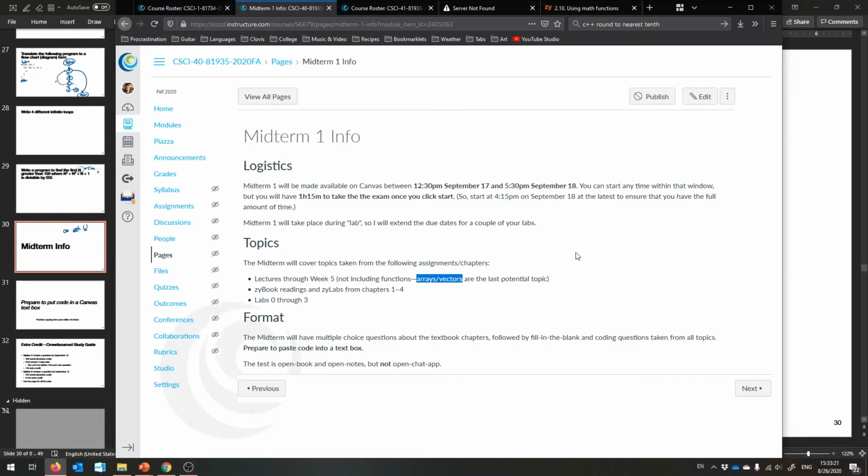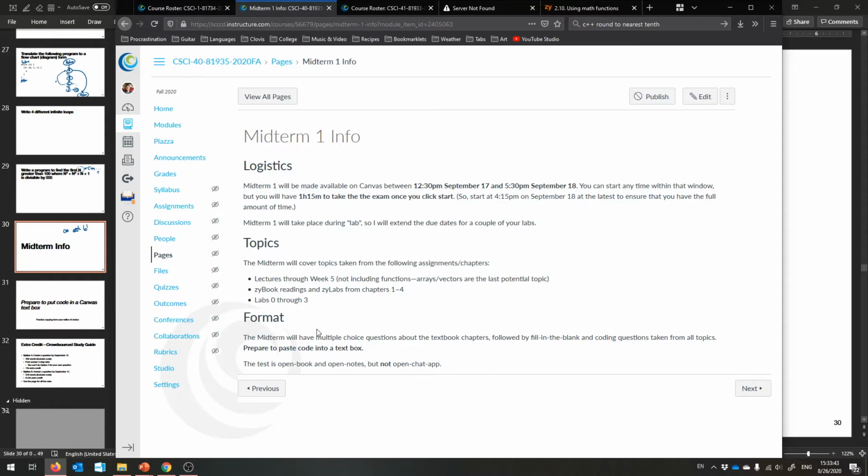Those are going to be the next concepts. You might see something on those, but very minimal. I'm going to hit hard this stuff. All right, so your Zybook readings and your Zylabs from chapters 1 through 4, because that's going to be due on week 5. And then also labs 0 through 3. Those will be where I'm taking my questions, okay?